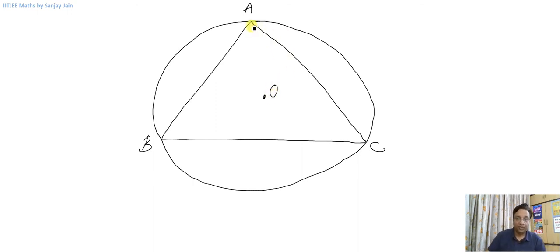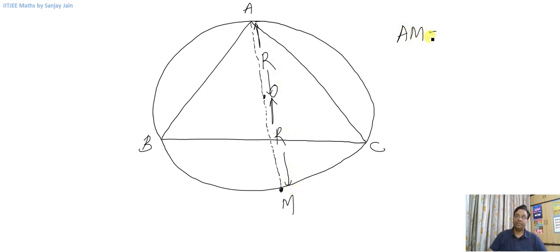All right, so if I join O with A, this will be my circumradius, capital R. Now if I extend this AO till it meets the circle at this point, let us name this point as M. Okay, now what will be this length? This length will also be the radius, because OM is also the radius. So AM is equal to twice the circumradius.